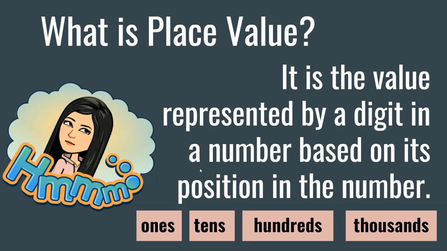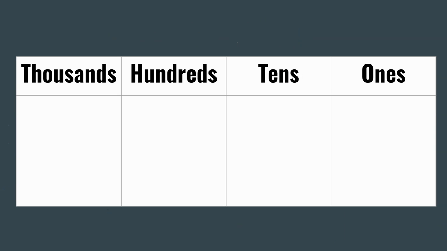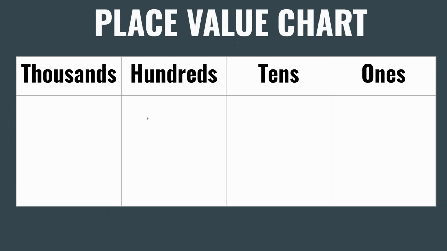So we have ones, tens, hundreds, and thousands. Now, place value uses what we call a place value chart. As you can see, there are four different columns. Each column has its own value: ones, tens, hundreds, and thousands. So basically, the numbers in this lesson will only have up to 4 digits.